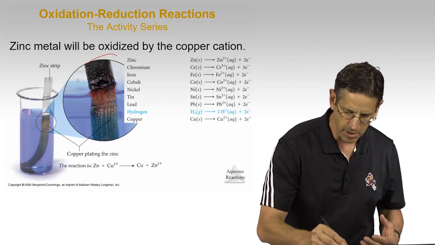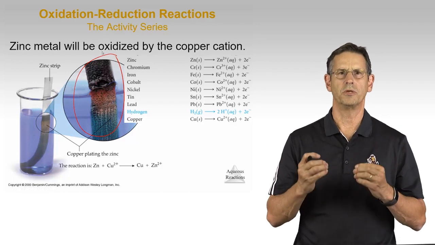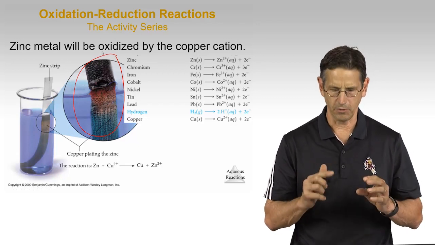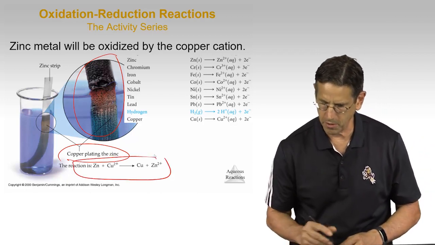If you look closely at the zinc strip, it starts to look fuzzy. And why is that? Well, it's because the copper solid is plating out, copper plating on the zinc. And here's the reaction right here.